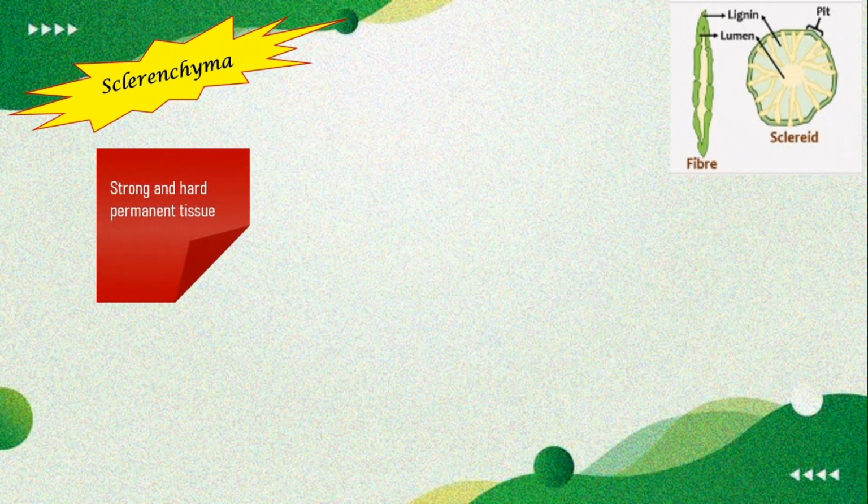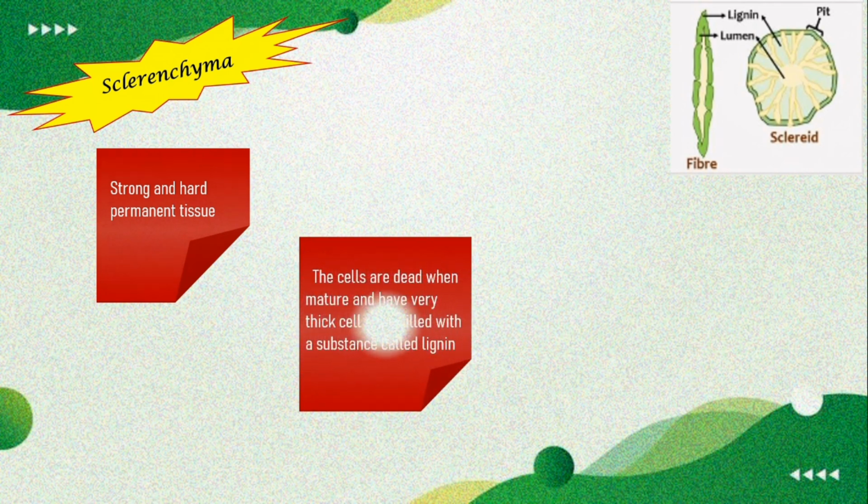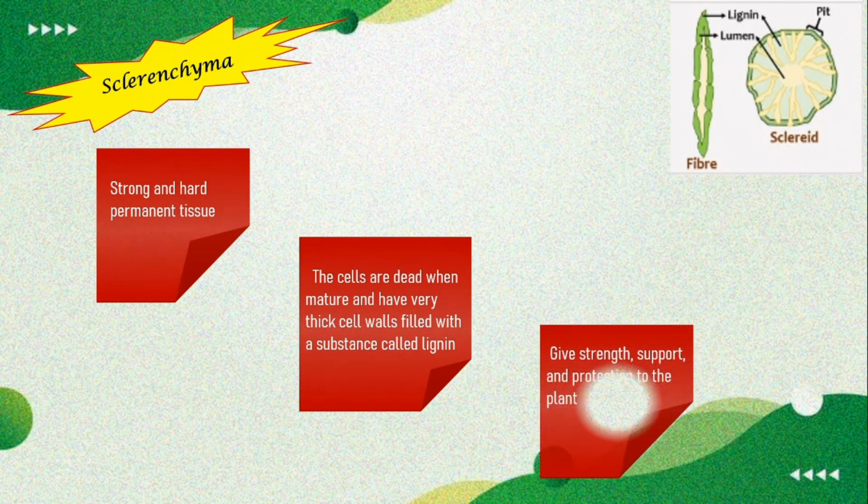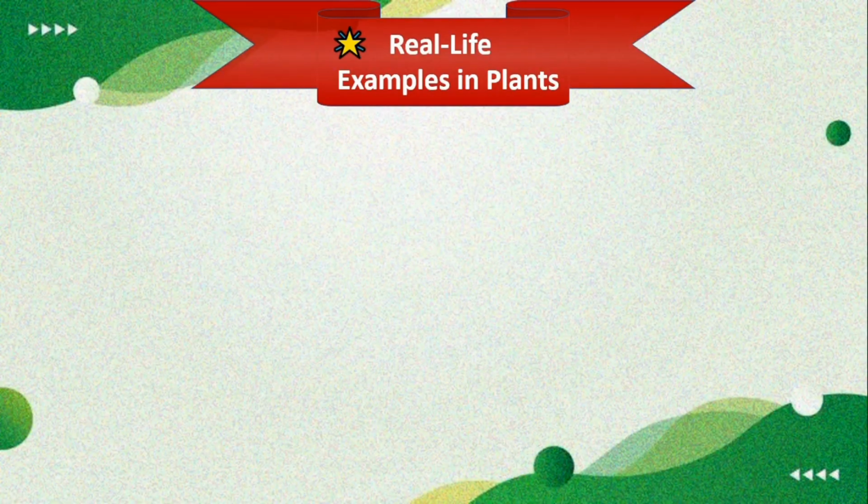Coming back to the characteristic features, they are strong and hard permanent tissue. The cells are dead when they are mature and have very thick cell walls that are filled with a substance called lignin, and they give support and strength to the plant.